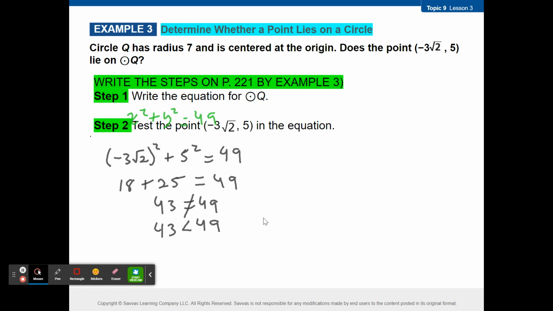So we're dealing with 43 is less than 49, which means if it was landing on the circle, it would be equal. Kind of like the idea of the triangles, right? The acute, the obtuse triangle, same idea. But in this case, we're talking about inside, outside, or on. If it was equal, it would be on. Is anybody still writing this down before I erase?